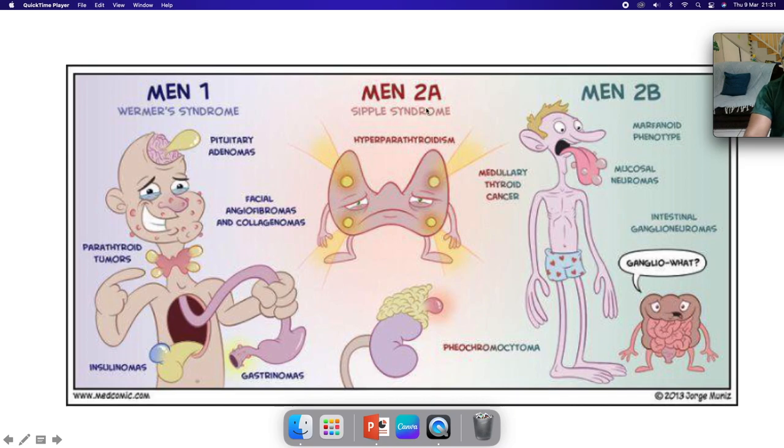MEN 2A is otherwise affectionately called Sipple syndrome. And here we have hyperparathyroidism, medullary thyroid cancer, and pheochromocytoma. MEN 2B has to do with medullary thyroid cancer, mucosal neuromas, Marfanoid habitus, intestinal ganglioneuromas, and pheochromocytoma.